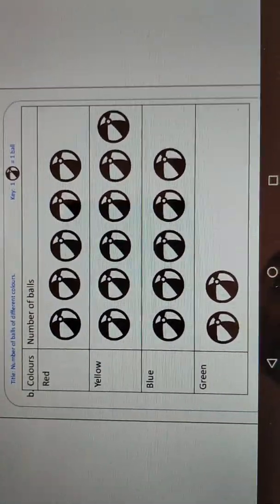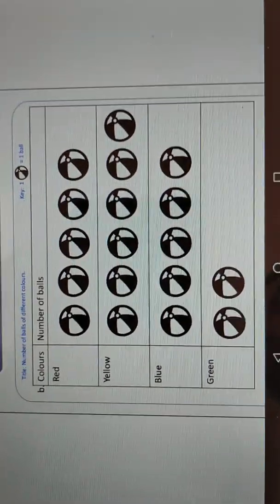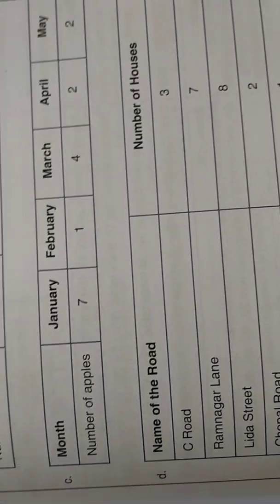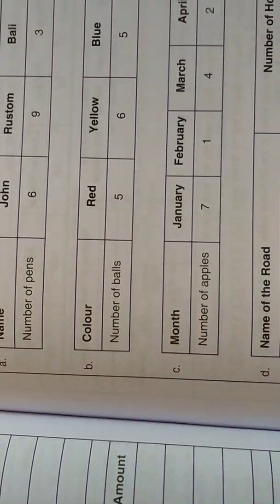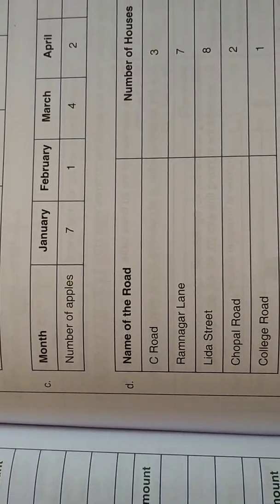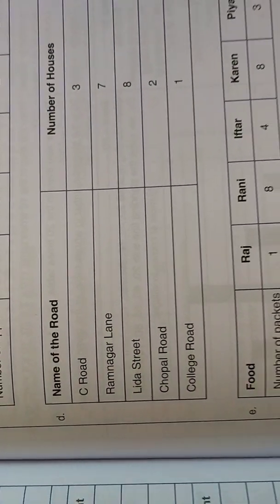I hope students your work is complete. Now we'll start next. Okay students, now look at this. C, D and E, all these things you have to write in your homework.